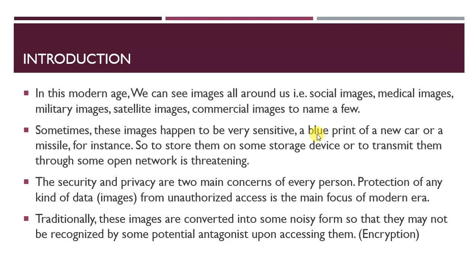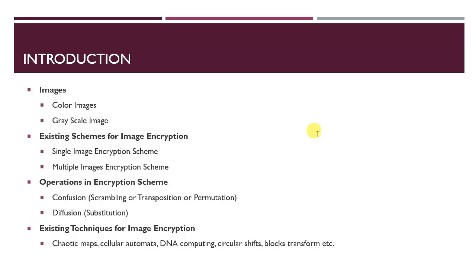It means that we are encrypting these images at the source side. So if we are talking about images, we have grayscale images and color images. There are some existing encryption schemes for these images. They are single image encryption schemes and multiple images encryption schemes. In the literature, you can easily find a single image encryption scheme and a multiple images encryption scheme.